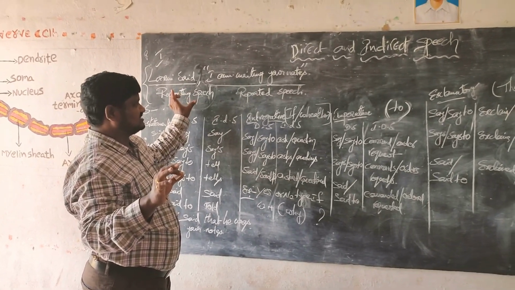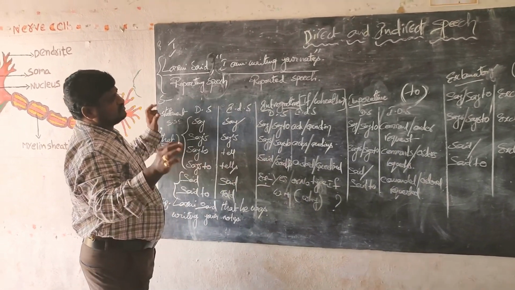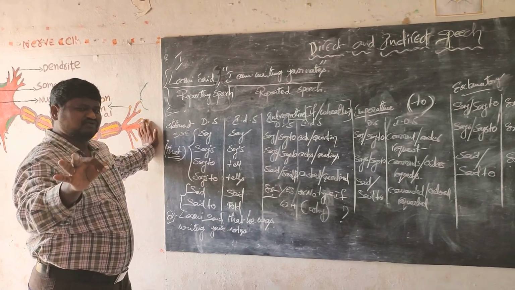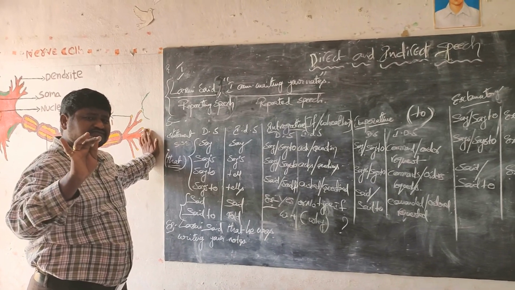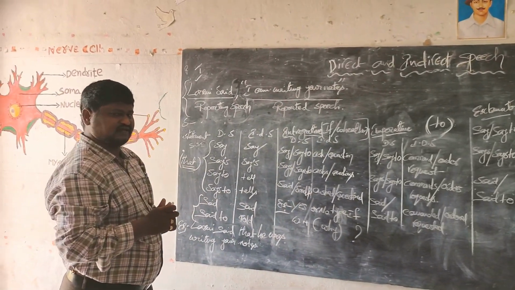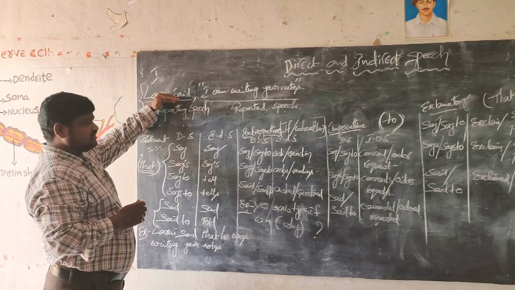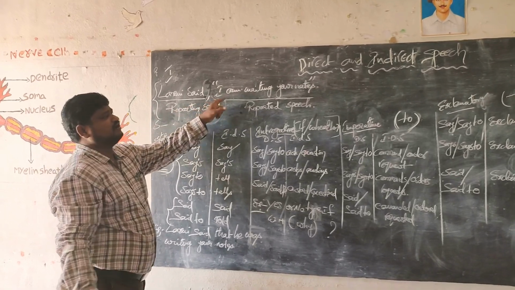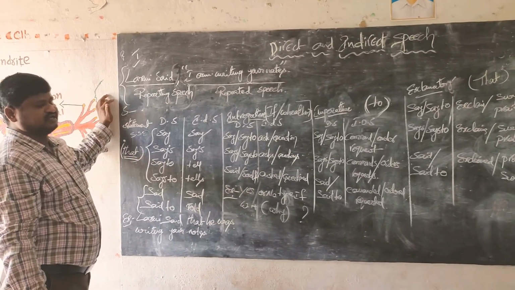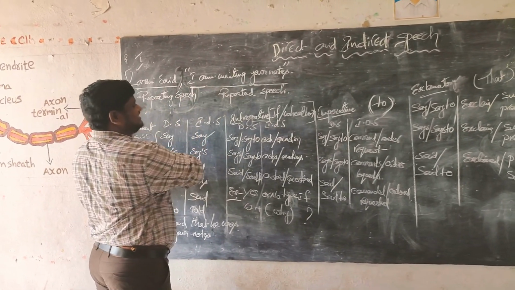When we have a sentence in direct and indirect speech, if you want to change it, first you have to understand what we have in the reported speech sentence. Lakshmi said, that is the reporting speech. I am writing your notes is the reported speech. I am going to give a clear explanation, please watch my video.